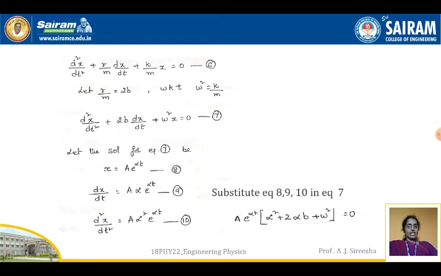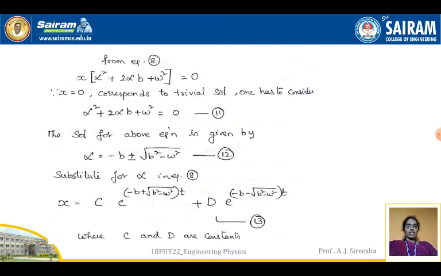Substituting the values of equation 8, 9 and 10 in equation 7, we get another equation: a e to the power of alpha t into (alpha square + 2 alpha b + omega square) equals 0. This is a second order differential equation. Now from equation 8, x is equal to a e to the power of alpha t. Since x equals 0 corresponds to the trivial solution, one has to consider alpha square + 2 alpha b + omega square equal to 0. This is named as equation 11.